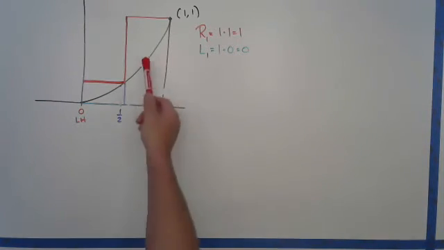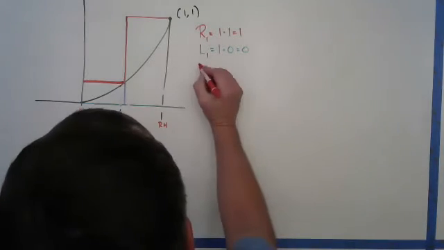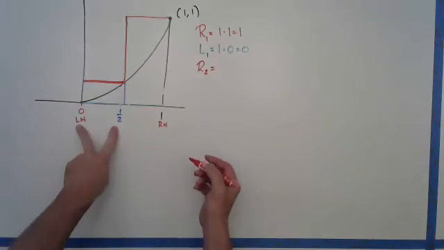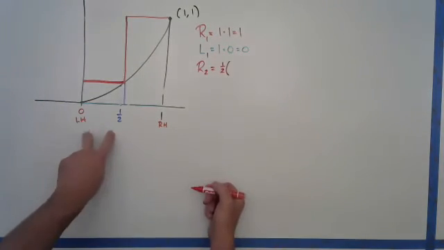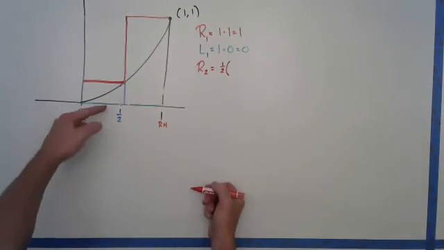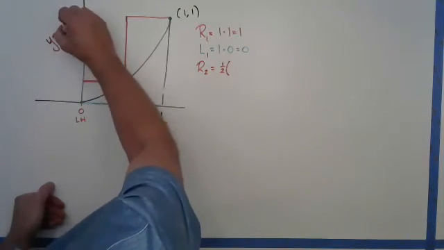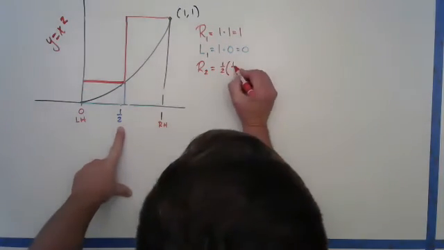We can all see this is too much and this is too much, but we can write down what R2 gives us. R sub 2 is going to be, the width of this is going to be a half now, right? Not 1 anymore. It's going to be a half. And we're going to multiply it by the height. Now, don't forget, our function here is y equals x squared. So x is a half. So I get a half squared as my height.